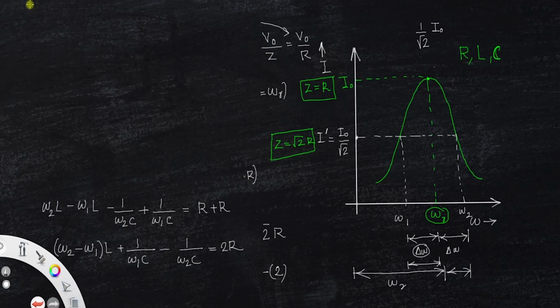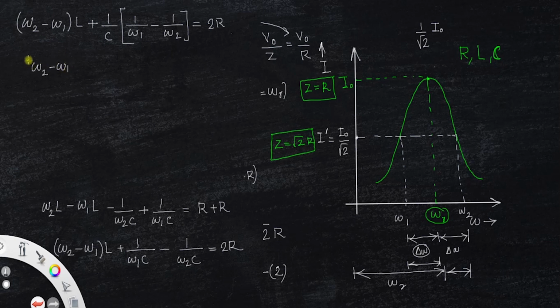So omega 2 minus omega 1 times L plus 1 by C, you can take that as common, times 1 by omega 1 minus 1 by omega 2 is equal to 2R. So this is equal to omega 2 minus omega 1 times L plus 1 by C. You can cross multiply this one, so it will be omega 2 minus omega 1 by omega 1 omega 2 equal to 2R.